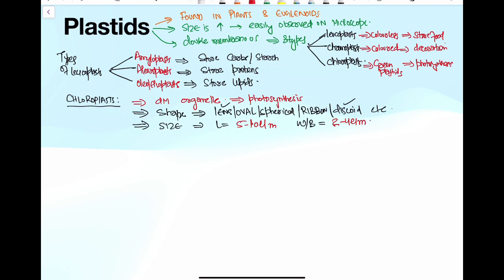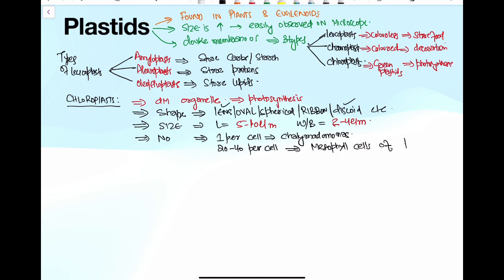2 to 4 micrometer. Okay. And if we talk about the number of chloroplasts, the number is also variable. Chlamydomonas, which is a unicellular alga, contains only one per cell, but higher plants have 20 to 40 chloroplasts, especially in their mesophyll cells. So it is one per cell in Chlamydomonas, and it is 20 to 40 per cell in the mesophyll cells of plants.